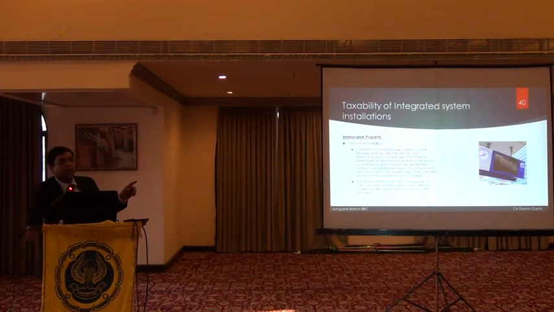You also have to look into the decision of Messrs. Bharti Airtel Limited, which is a Bombay High Court judgment pending before the Honorable Supreme Court.